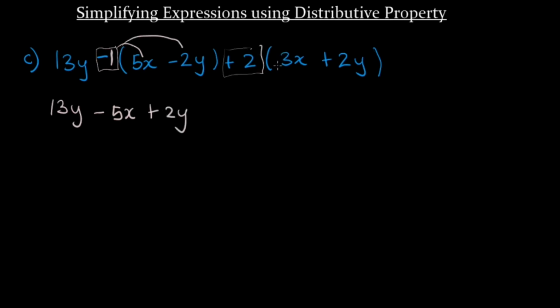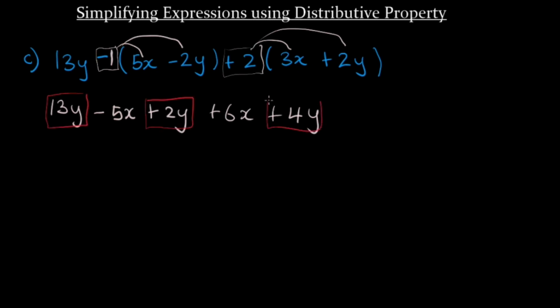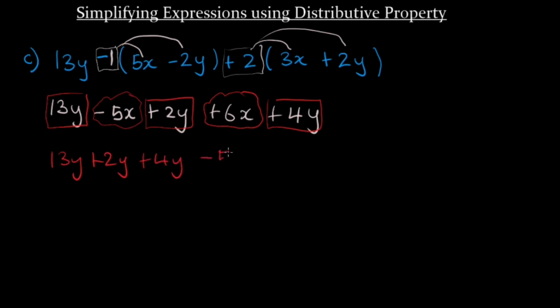We're going to multiply the second bracket by positive 2. So it will be positive 2 times positive 3x to give us positive 6x. Positive 2 times positive 2y to give us positive 4y. So we have expanded the brackets. So now we're going to simplify. The like terms are 13y, 2y, and 4y. And we also have 6x and minus 5x. So let us group them. So 13y plus 2y plus 4y minus 5x plus 6x.